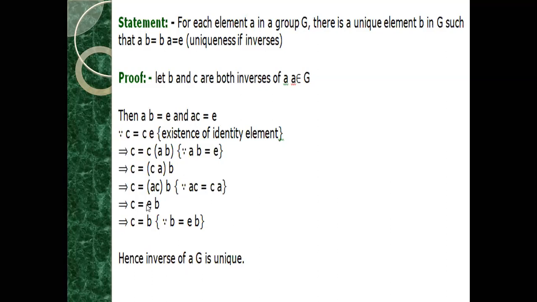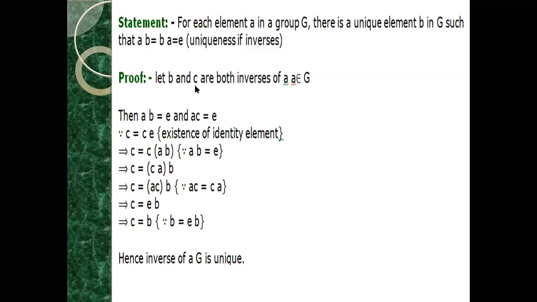So C is equal to EB. By the identity law of the B element, we write EB is equal to B. So C is equal to B. We had taken B and C as two inverse elements of A, but finally we prove that the two elements are equal. So an element A has a single inverse element, a unique inverse element. So C is equal to B.